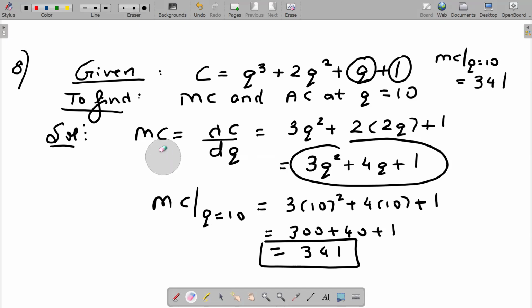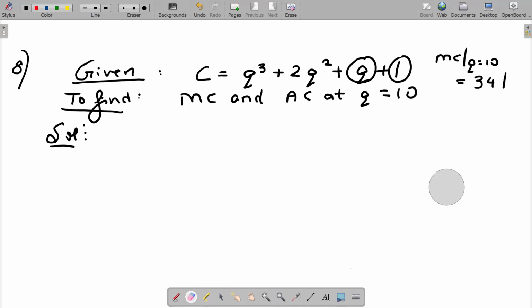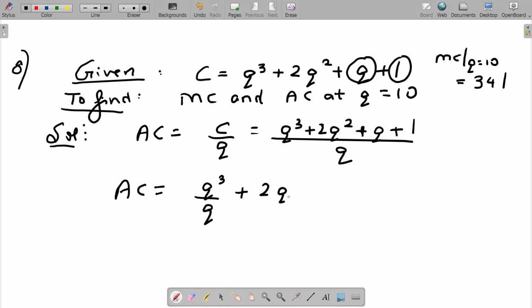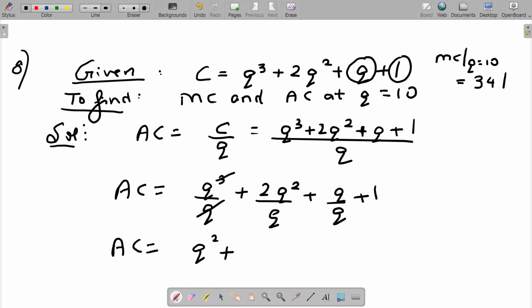Now, how do we find out the average cost? We use the formula for the average cost. Average cost is nothing but the total cost divided by output. So C by Q. So C is Q cube plus 2Q square plus Q plus 1 over Q. So my average cost is going to be Q cube over Q. I can split the denominator, plus 2Q square over Q plus Q by Q plus 1. So the average cost comes out as, this cancels with the power, making it Q square. This cancels with the power, making it 2Q. This cancels, making it 1 plus 1. So I get my average cost as Q square plus 2Q plus 2.